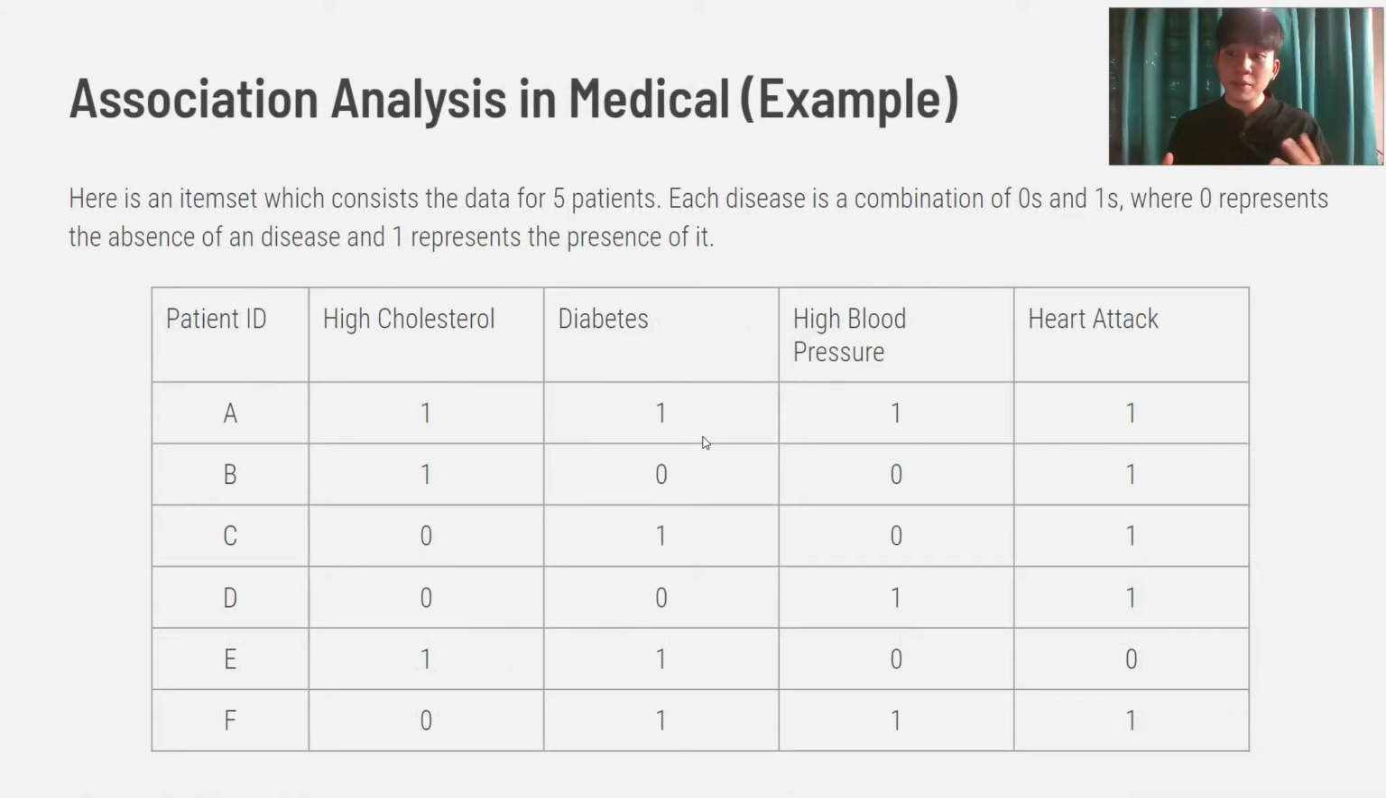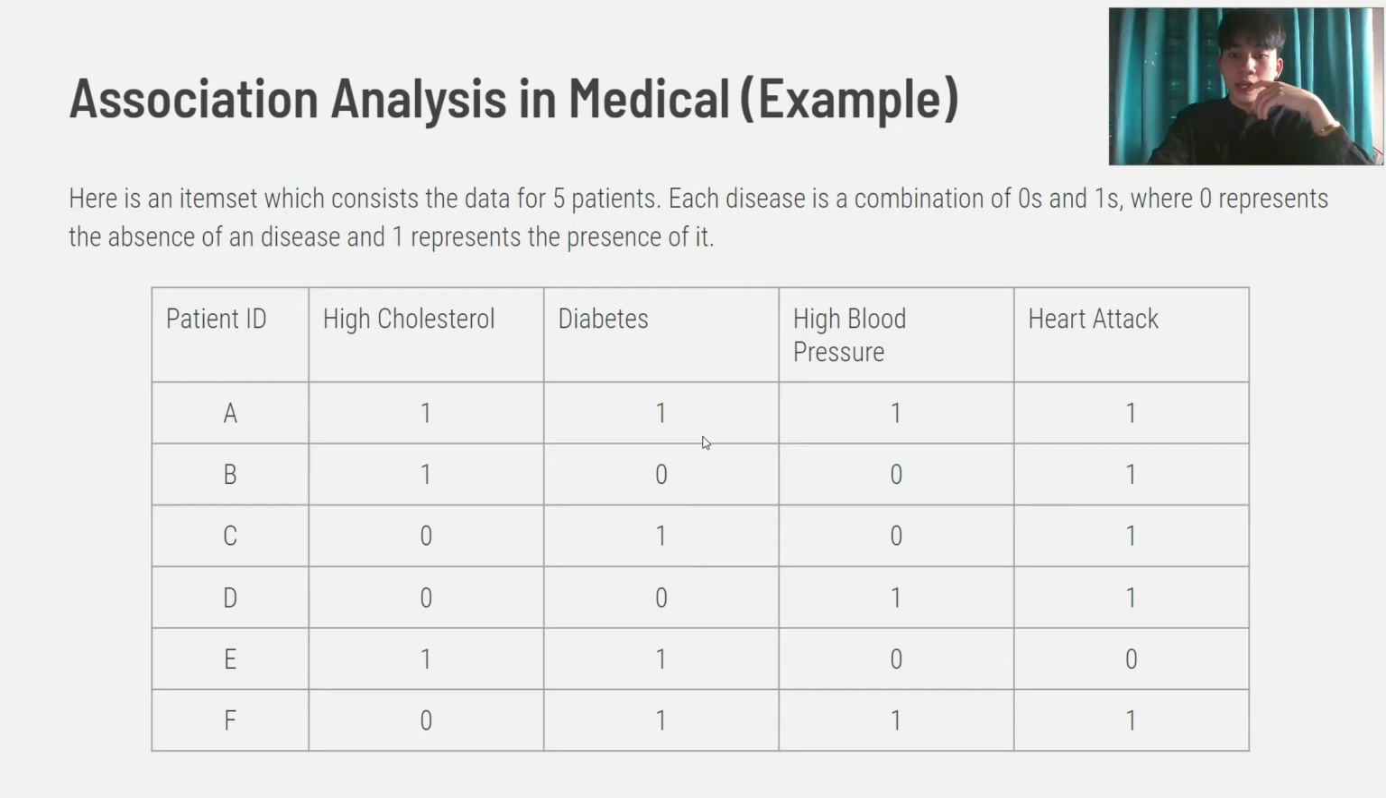I'm Yong Wei Jing, metric number 261482. Today I'll be explaining the example of association analysis in the medical field. In this table we have data of 5 patients, patient A to F, and we have 4 diseases over here, which are high cholesterol, diabetes, high blood pressure, and heart attack. Each disease is a combination of 0 and 1, where 0 represents absent and 1 represents present of it.